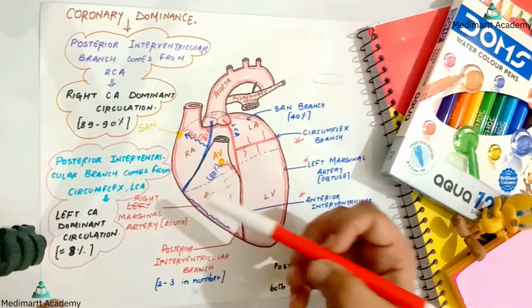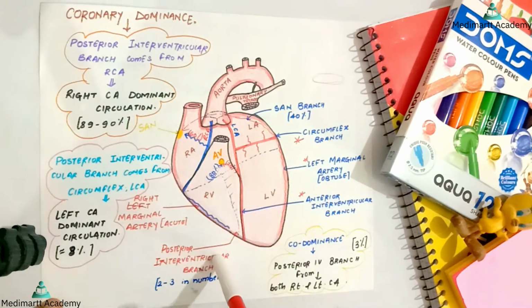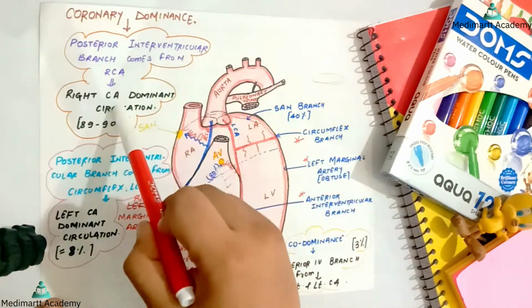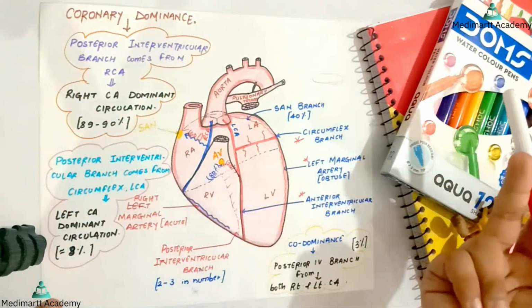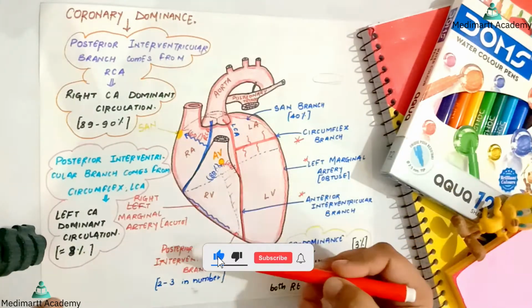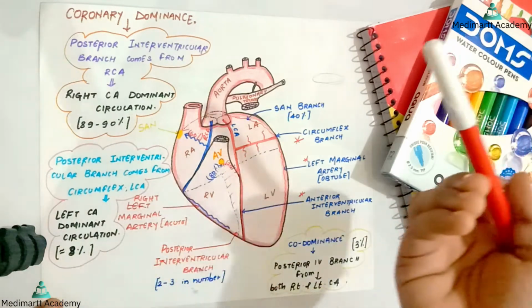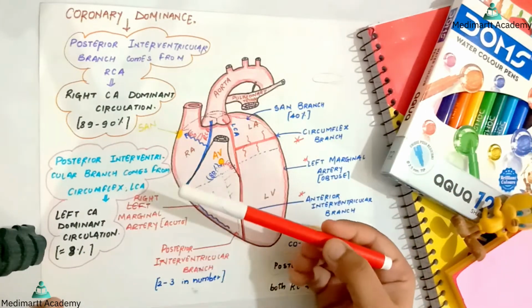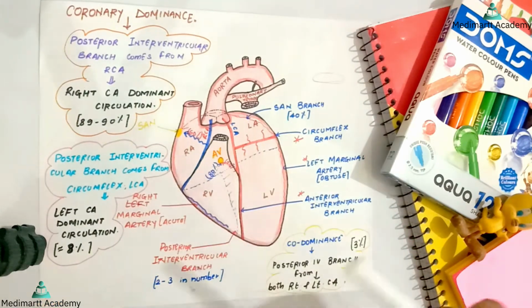Coronary dominance means in 89 to 90% cases, the posterior interventricular branch is a branch of the right coronary artery. So we will say there is a right coronary dominance. But when this posterior interventricular branch becomes the branch of the left coronary artery, which occurs in 8 to 10% cases, it is called left coronary dominance. In codominance, it occurs in 3% cases, where the posterior interventricular branch arises from both right and left coronary arteries.